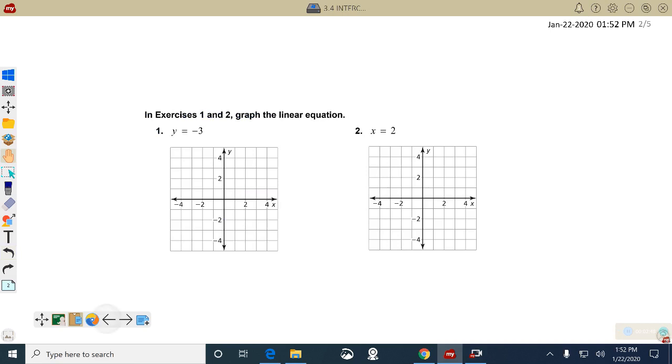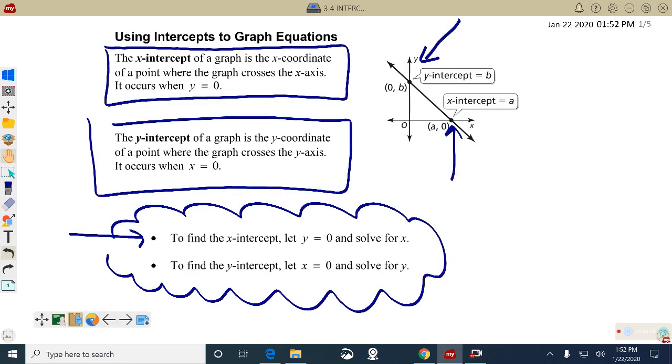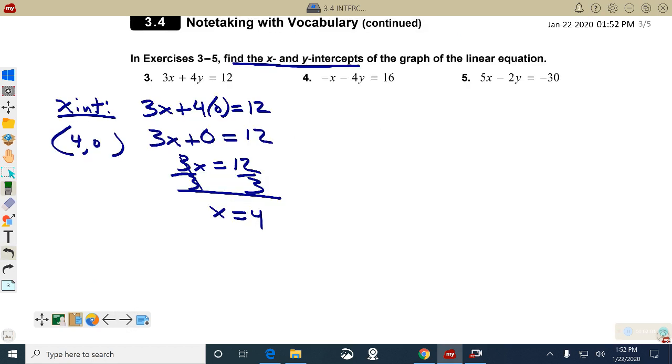Let's find some room on the side there. I'm going to put the y-intercept in green. To find the y-intercept, let x equal 0 and solve for y. So I'm going to write y-intercept somewhere. This is your notes. You're not going to turn this in to me, so put it anywhere it fits. Let's find the y-intercept. Watch. I'm going to rewrite the equation now, but wherever I see x, I'm going to replace it with 0. 3 times 0 plus 4y is 12.